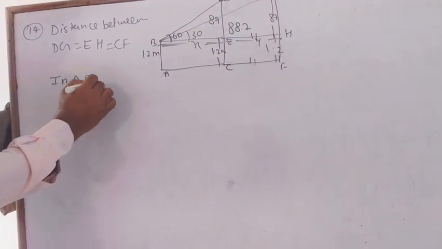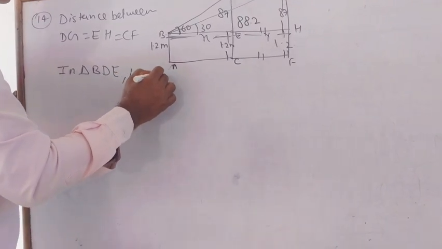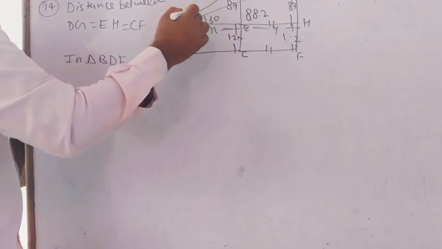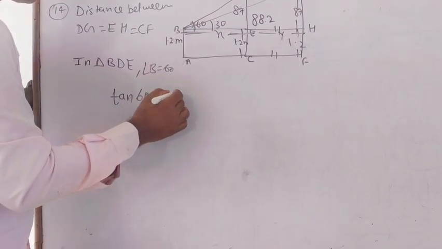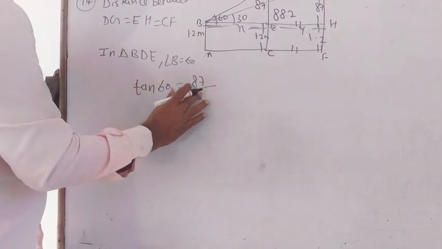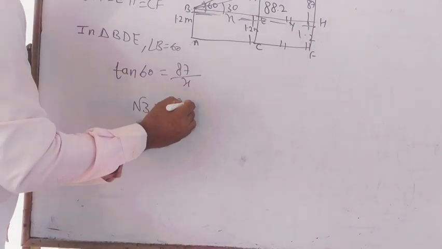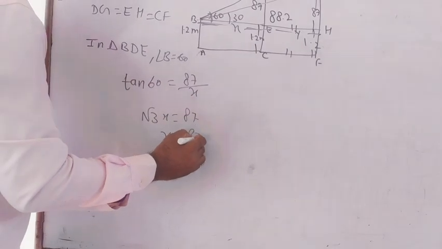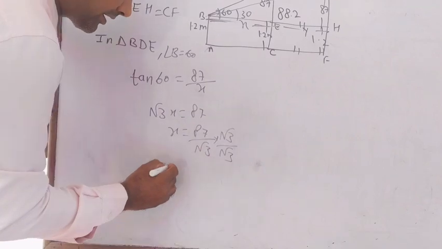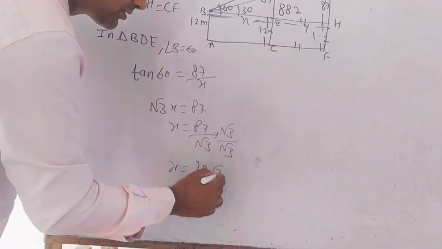angle B equals 60 degrees, apply the tan rule. So tan 60 equals 87 divided by x. The value of tan 60 is root 3. So root 3 x equals 87. So x equals 87 divided by root 3, multiplying by root 3. So x equals, 3 and 87 divided, that is 29 root 3.